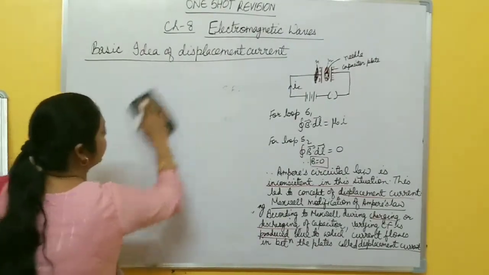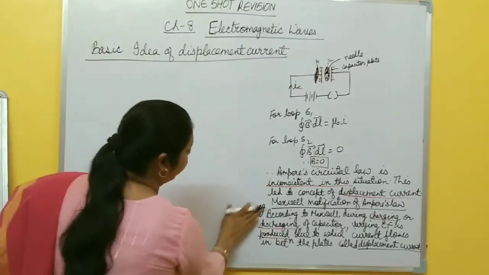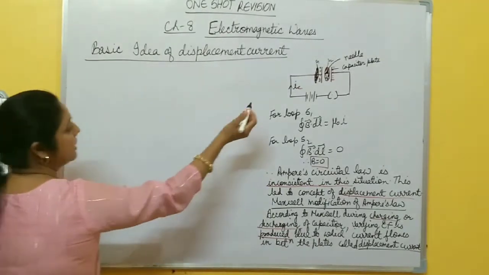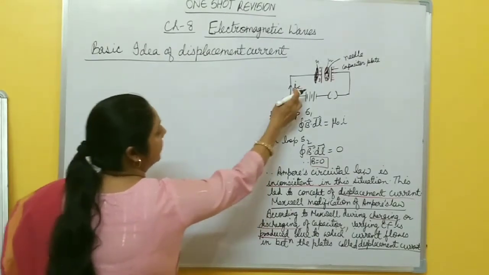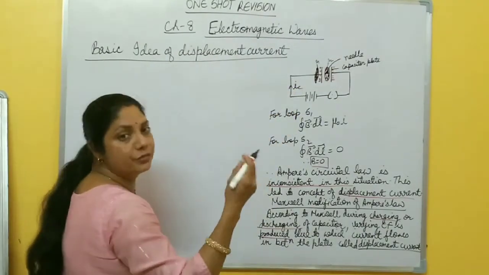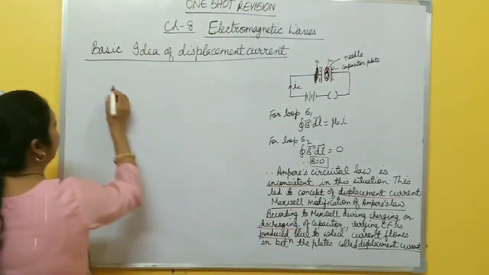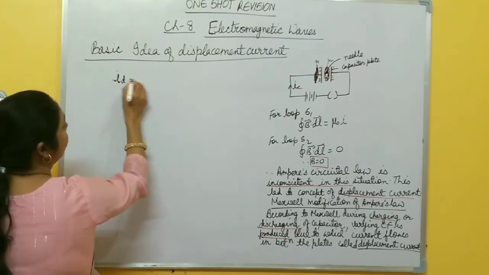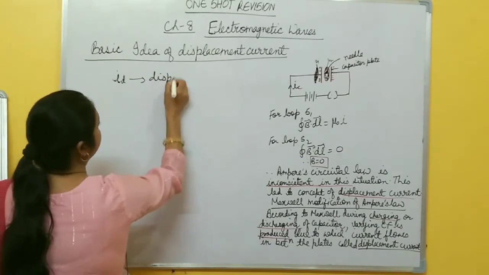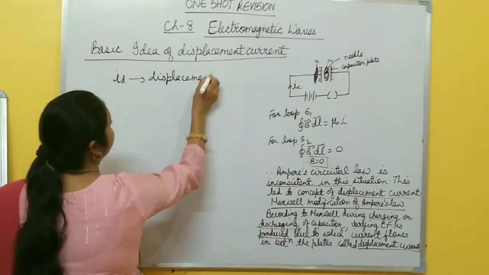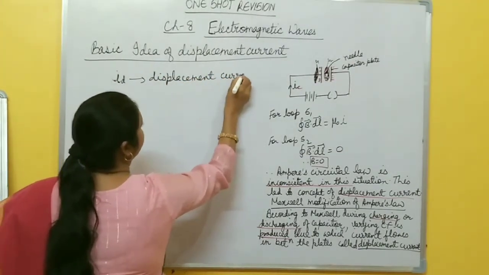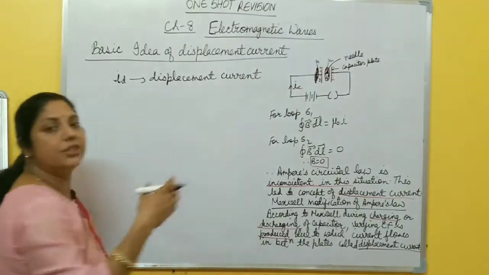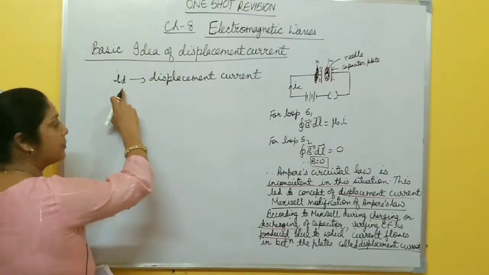Now, what is the expression for that displacement current, right? This IC is nothing but conduction current. It is produced due to flow of charge, motion of charge, right? And displacement current ID, ID is what? Displacement current. And it is produced due to time varying electric field. Due to change in electric field, this current is produced, right?